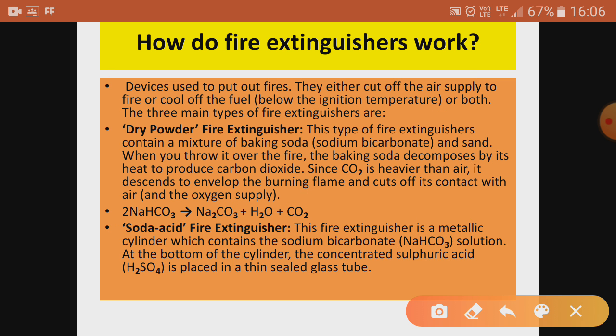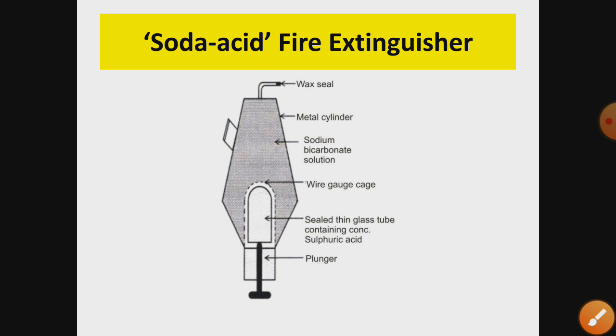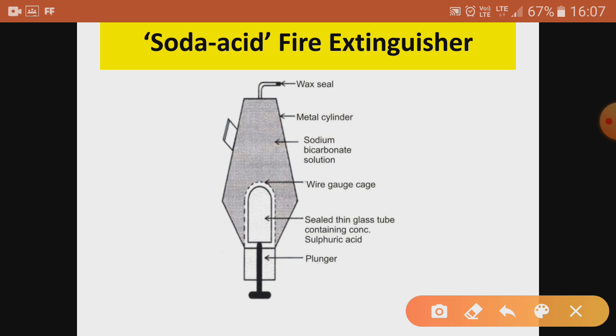Now the soda acid fire extinguisher is also very important. The fire extinguisher has a metallic cylinder. It contains sodium bicarbonate, again the same NaHCO3 solution, at the bottom of the cylinder, and it also has H2SO4, that is sulfuric acid. You can understand this with the help of this diagram of the soda acid fire extinguisher.